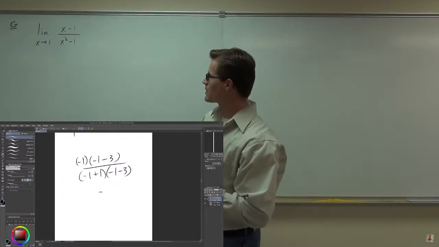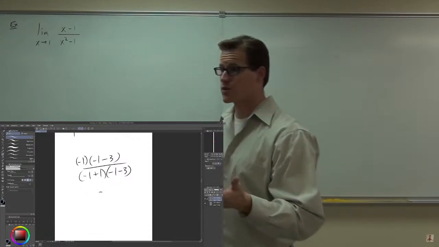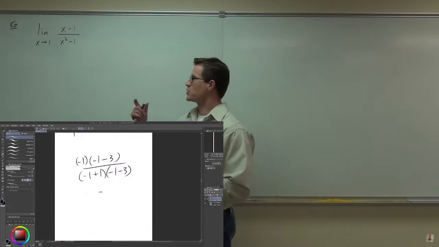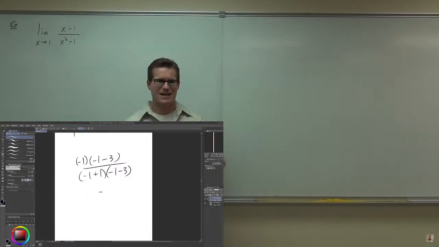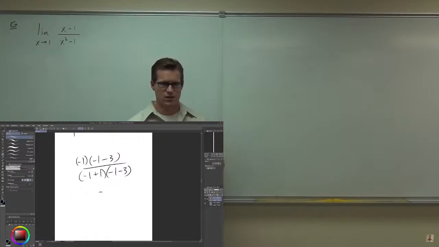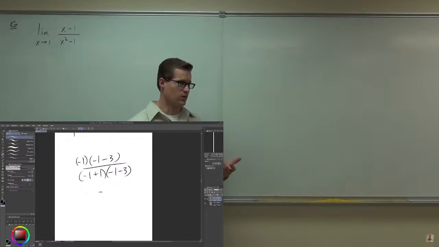So when we're talking about the limit of x minus 1 over x squared minus 1, that's our function, we want to find out what happens as x approaches 1. Now, why can't I figure out what happens when x equals 1? Tell me that. That would be undefined, right? Yeah. As a matter of fact, it makes both the numerator and denominator 0, and that would still be undefined.